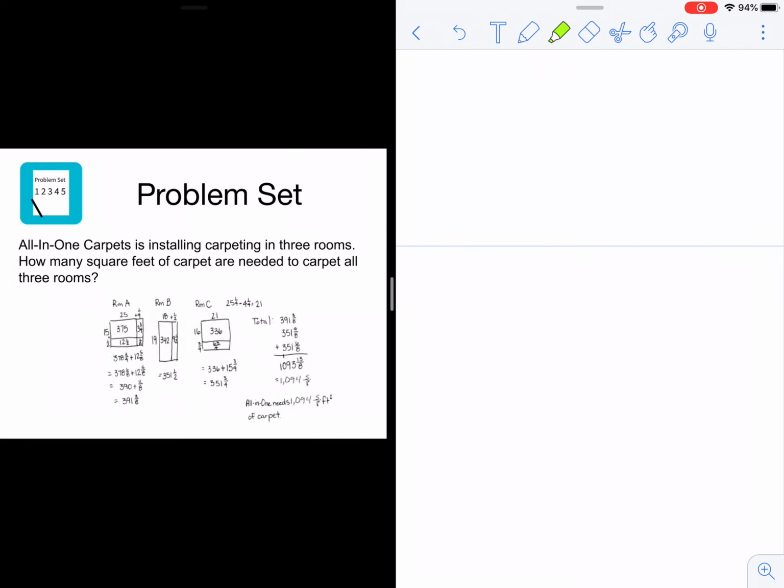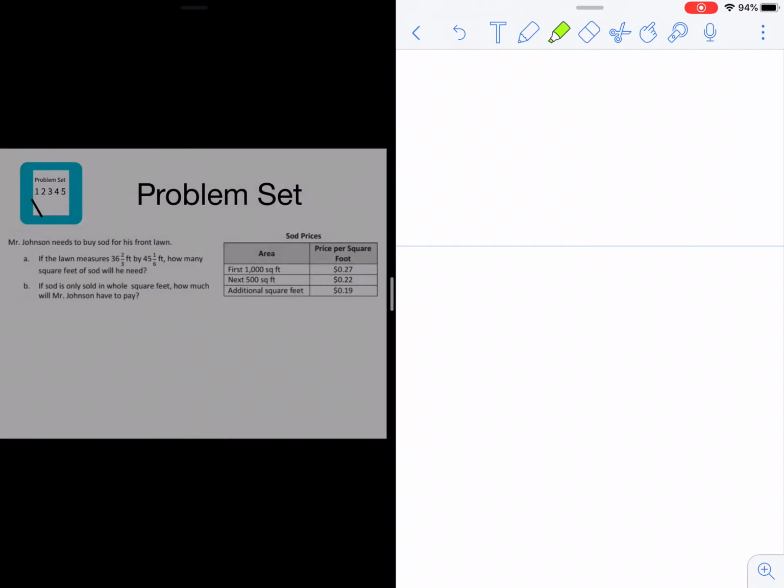Here's another way that you guys could have done it with the area model. It looks like a little bit less work, not as many numbers and math there. There's the area model. You get that same answer.